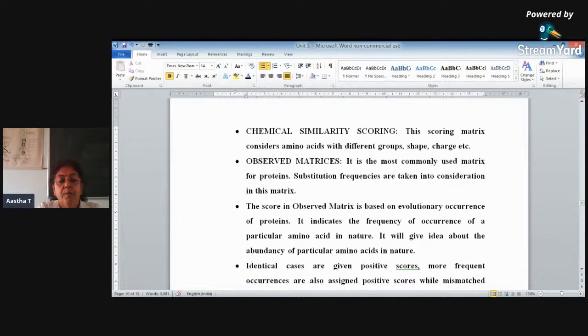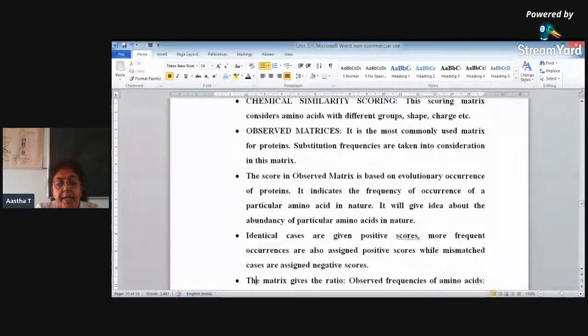It will give idea about abundancy of a particular amino acid in nature. Like अगदी प्रिमिटिव्ह ऑर्गॅनिझम्स मध्ये हे अमायनो ऍसिड्स खूप कॉमन आहे. त्याच्यापेक्षा हायली डेव्हलप्ड ऑर्गॅनिझम, बेटर डेव्हलप्ड ऑर्गॅनिझम मध्ये हे अमायनो ऍसिड्स कॉमन आहेत. त्याच्यापेक्षाही मोर डेव्हलप्ड ऑर्गॅनिझम मध्ये different amino acid is common. So that will give you an evolutionary occurrence of these amino acids and how frequently they are present. That idea will also be given by the observed matrices.